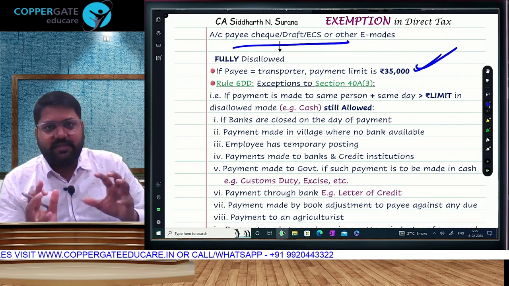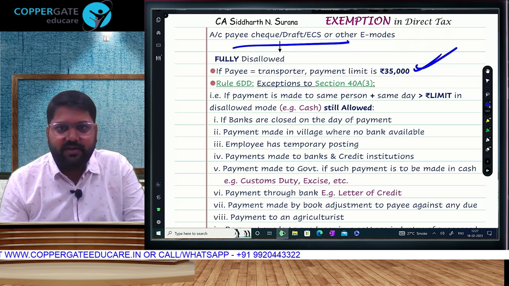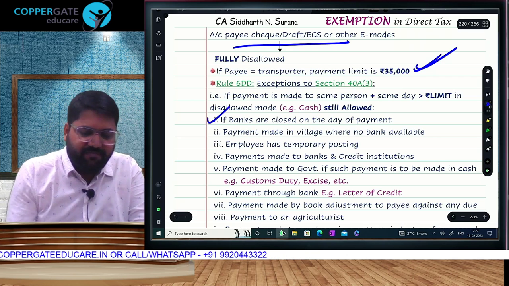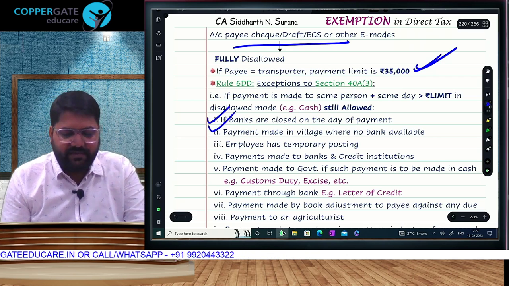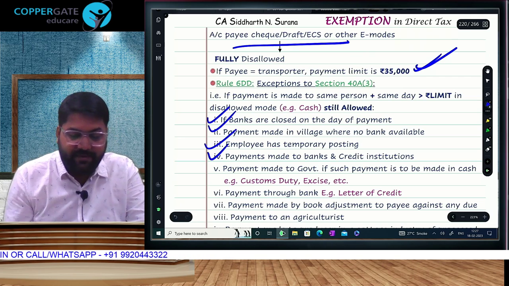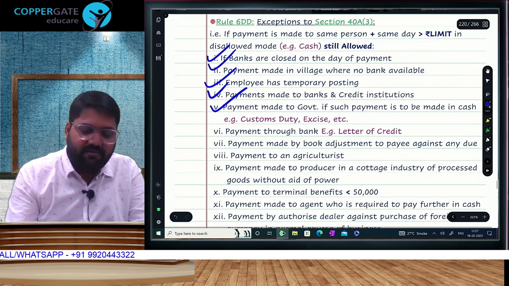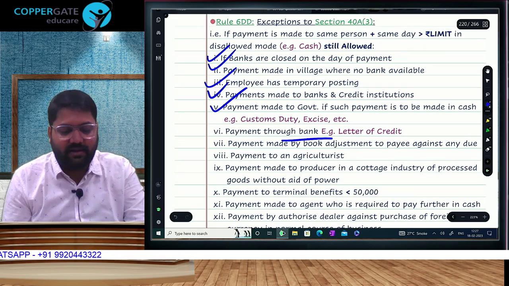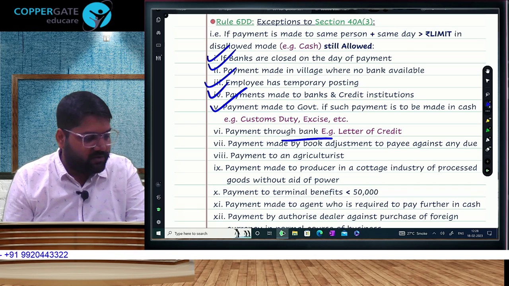Matlab, same person, same day, but still it will be allowed even if it is more than the limit. For example, if banks are closed, or payment is made in a village where there is no bank, or employees on a temporary posting, payment you only have made to bank, or payment to government, or payment through bank, but other than the three allowable modes, intermediary was bank only.